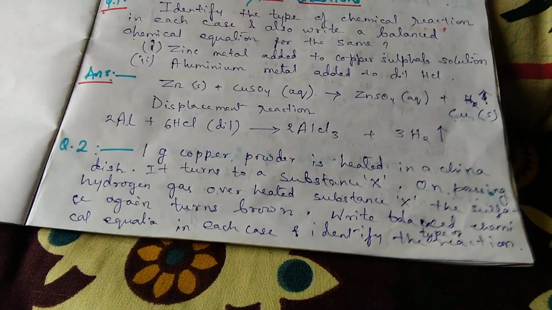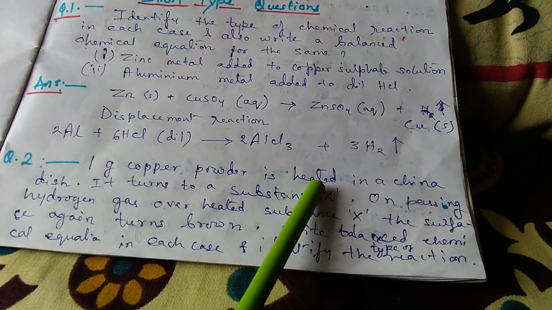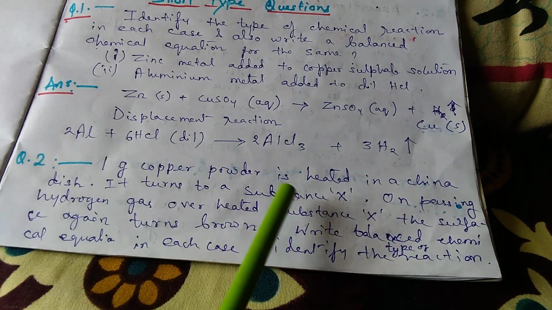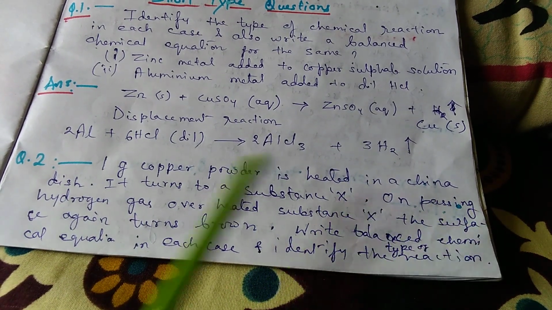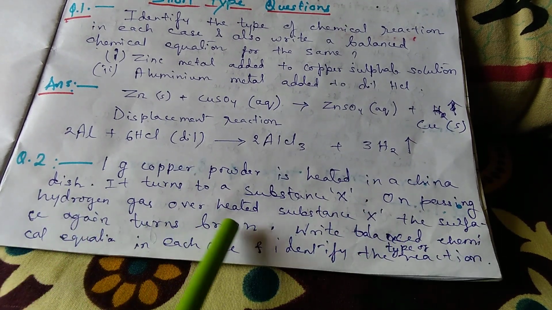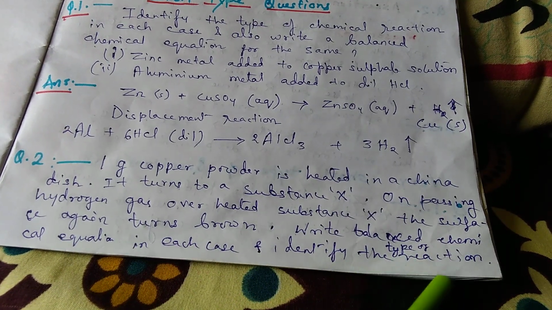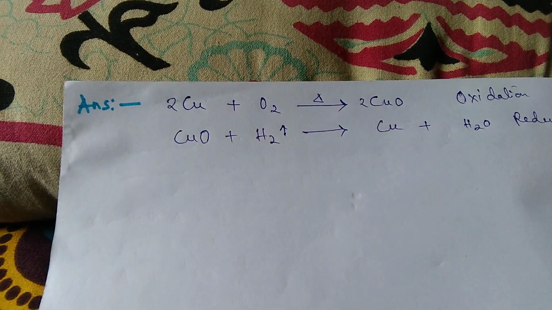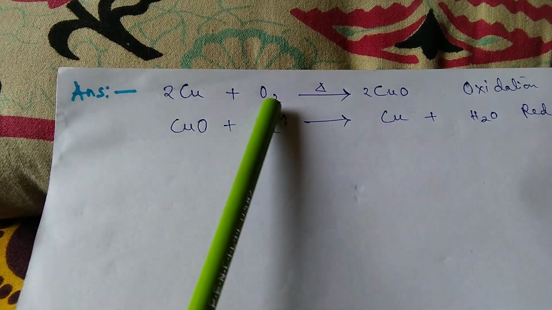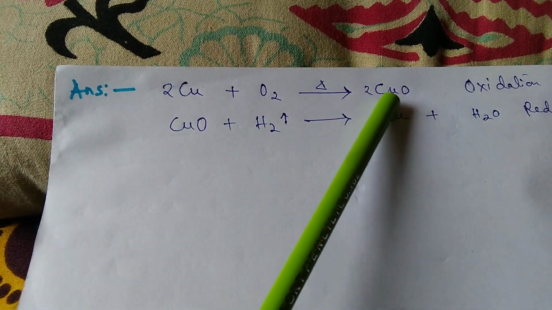Now the last question here: 1 gram copper powder is heated in a china dish. It turns to a substance X. On passing hydrogen gas over the heated substance X, the surface again turns brown. Write a balanced chemical equation in each case and identify the type of reaction. Okay, so what happened here? On heating copper in the presence of oxygen in a china dish, it changes to copper oxide. So the brown color of copper fades.